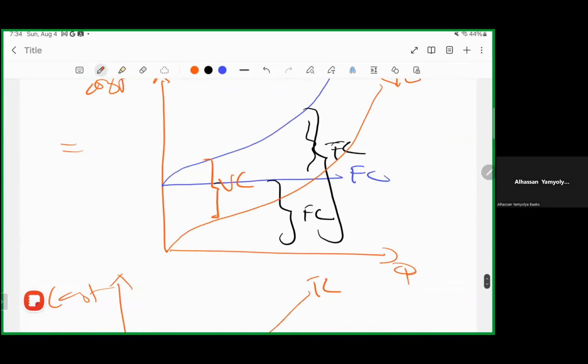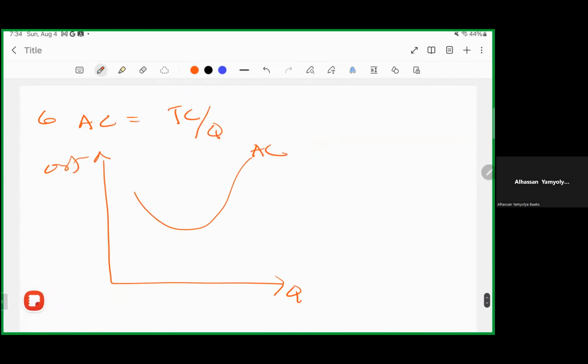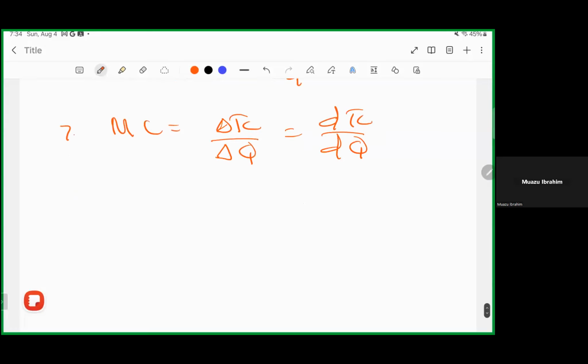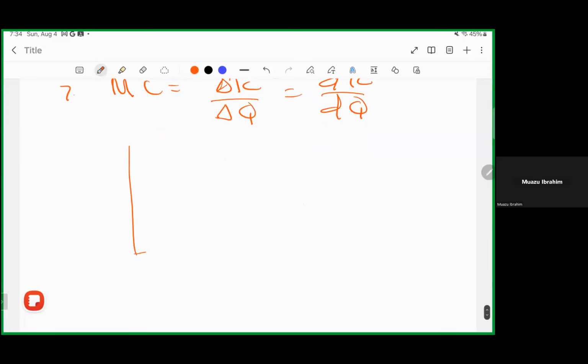Now, the marginal cost, we said it is change in total cost all over change in output, or the change in TC all over change in Q. It's also U-shaped. So this is marginal cost. It's also U-shaped like this.